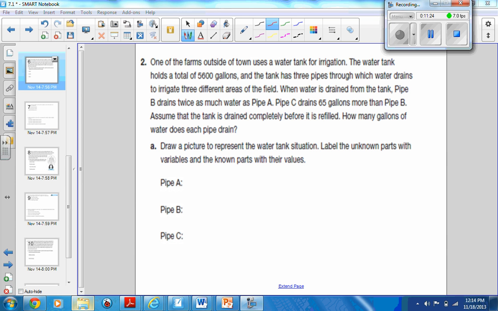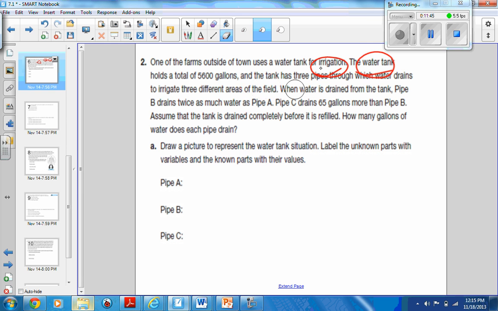All right, let's first talk about what is irrigation. Some of you may know, but just looking at the problem, what do you think it means? Well, it has something to do with water, because there's a water tank, and it's draining, and it's going into a field. So you probably guessed it, but irrigation is watering fields for plants.